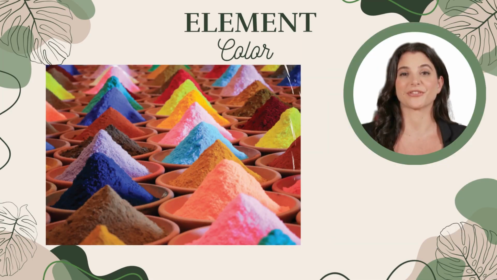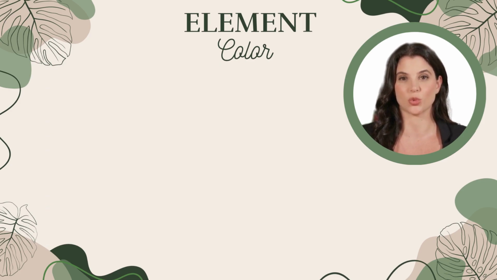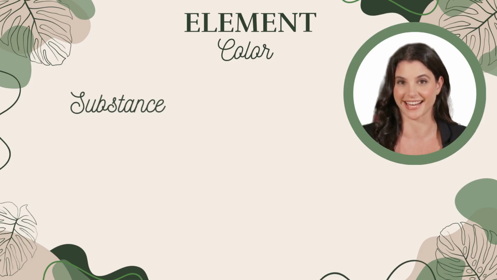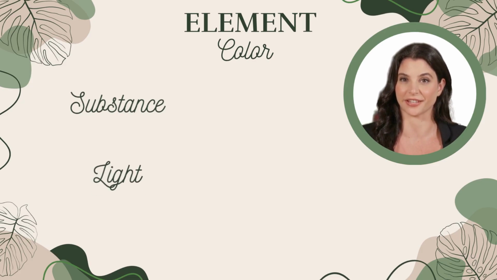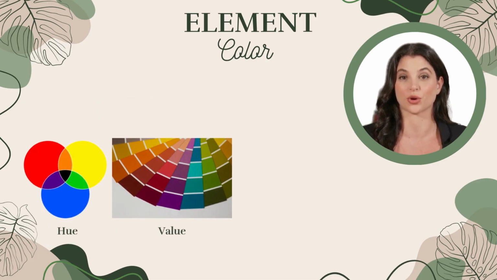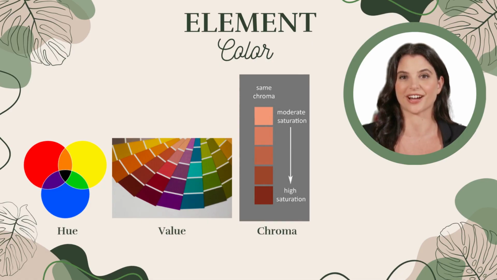Now that we've reviewed form, pattern, and texture, let's shift our focus to one of the most powerful and recognizable, color. Color can be expressed in two ways, as substance and as light, and the two act very differently from one another. When we talk about color as substance, we describe it in terms of hue, value, and chroma. Hue is the category of a color, such as red, blue, or yellow, the terms we use in everyday language when we say color. Value refers to how light or dark a color appears.